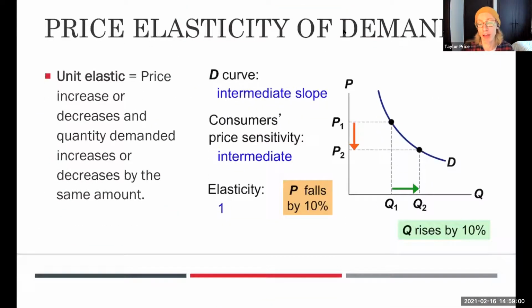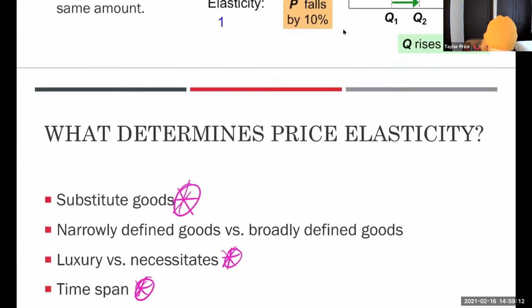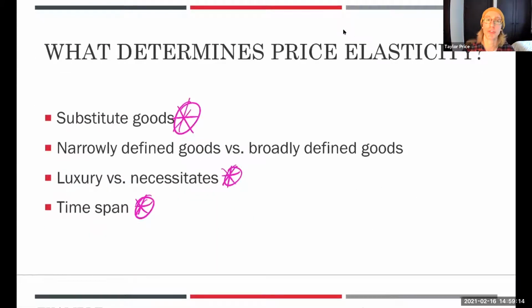And unit elastic is basically just usually a linear demand. So it's basically just the same change between the 2 points. Okay, so now we're going to take a look at some different examples of what determines price elasticity.